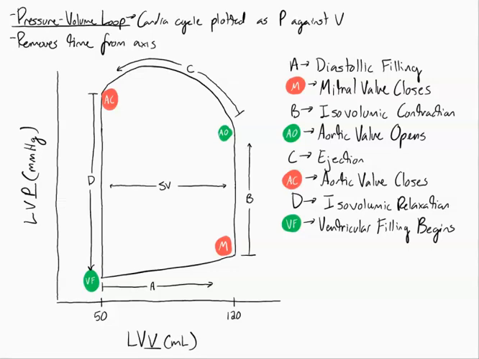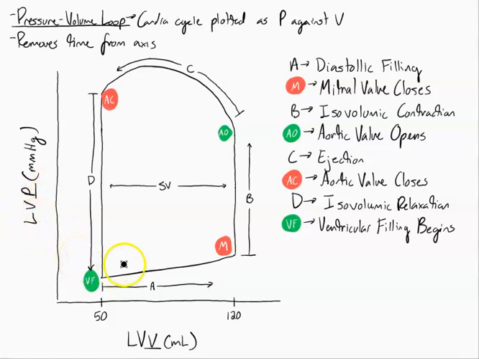This video is focusing in on a couple different processes of the heart, and we're going to start off by going over the pressure volume loop. Within this pressure volume loop, on the x-axis we have volume of the left ventricle, and on the y-axis we have the pressure of the left ventricle.